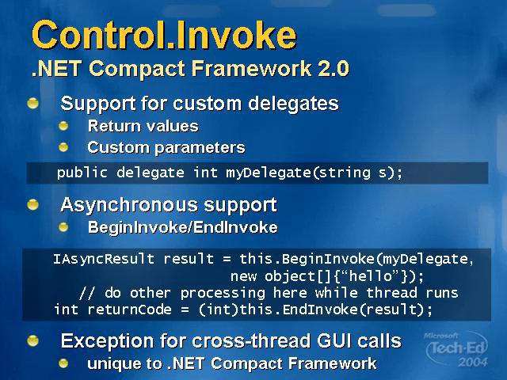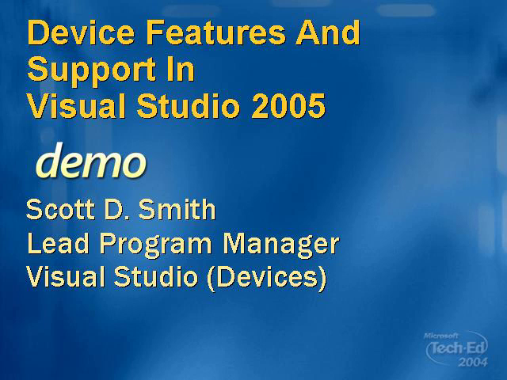We also support asynchronous delegates. And I think that perhaps the coolest thing is we'll actually throw an exception to let you know that you're making a cross-thread GUI call if we detect that you're doing it. So you'll know at runtime why your app is breaking rather than just having the UI lock up. So you can look at that exception, handle it, and know that you're going to have to go back and use control invoke to marshal your call across to the right thread.